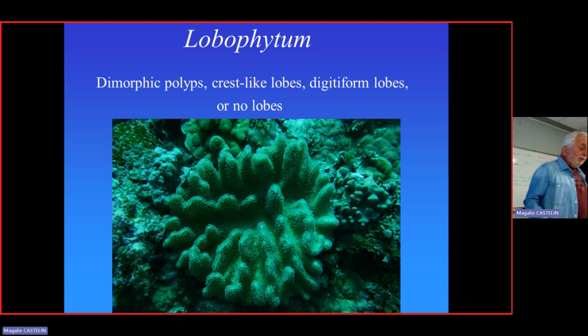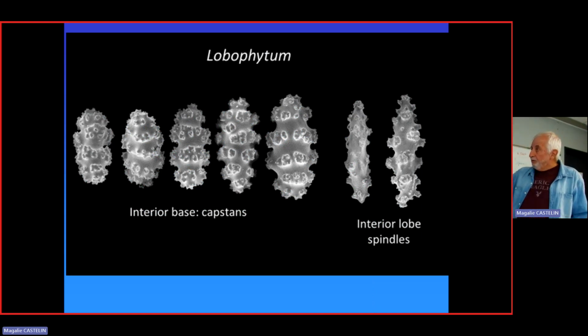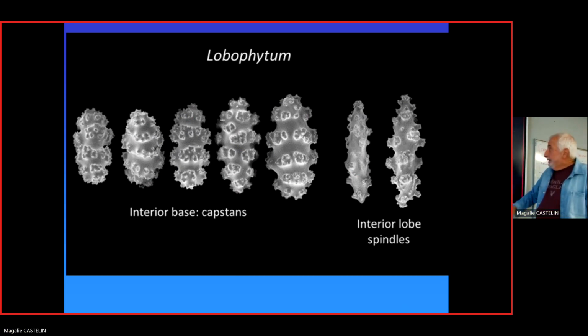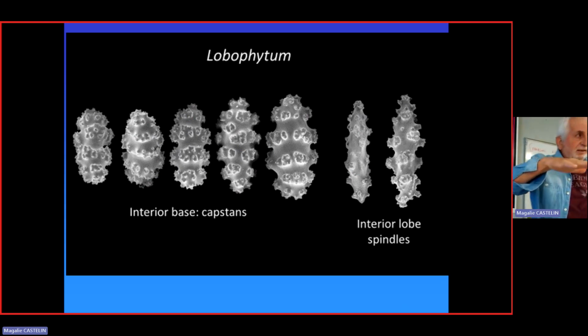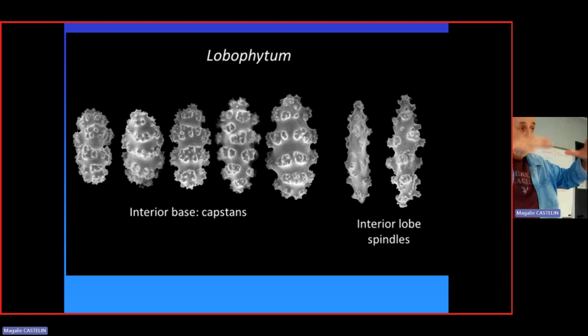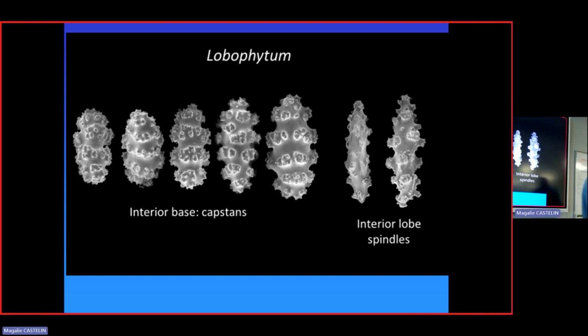So you might ask, what is the difference between Lobophyton and Sarcophyton, except for the colony morphology? Yes, the sclerites. Typically, Lobophyton has capstans in the interior of its base. This morphology is capstan morphology. In the interior of the lobes, there are spindles. So the message here is that identification is based on a combination of sclerites, not on a single type of sclerites.